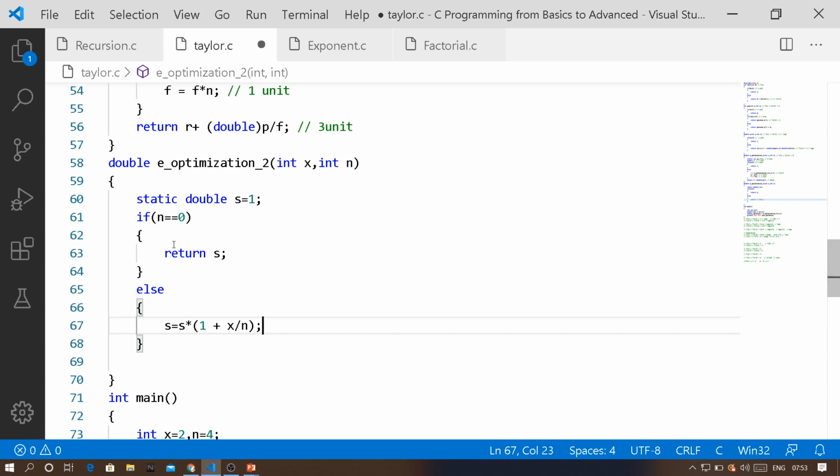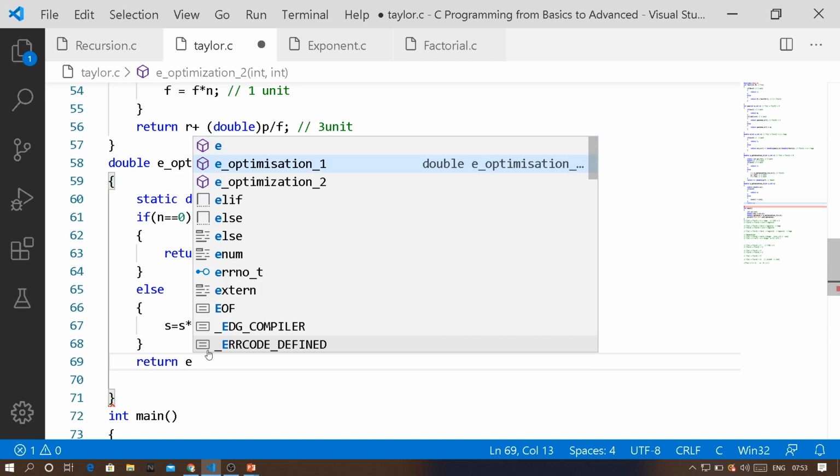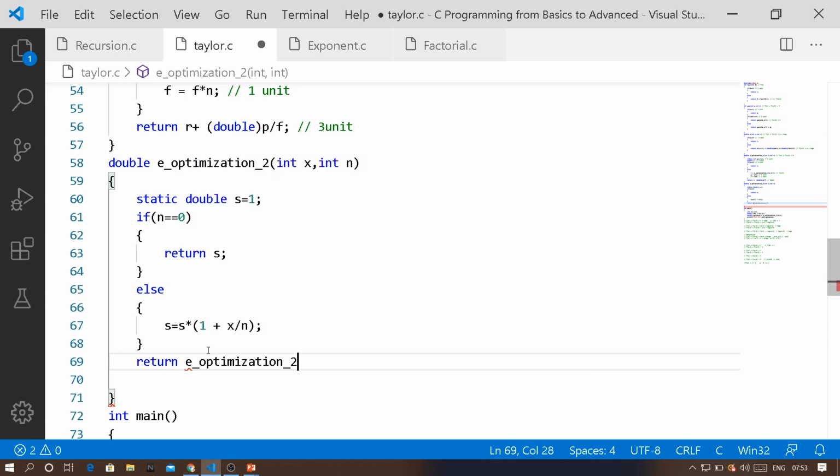Okay. So after doing this one, what we have to do? We have to be again calling the same function with the reduced value of n. So we have to be finally returning the same function, we are going to call e underscore optimization method 2, and we will be passing x comma n minus 1. Okay, fine. So what we are doing: first branch is s calculation, the second branch is calling the same function with the reduced value of n.